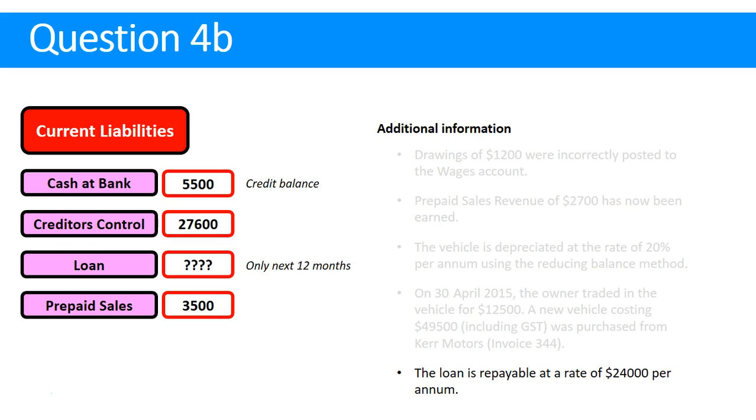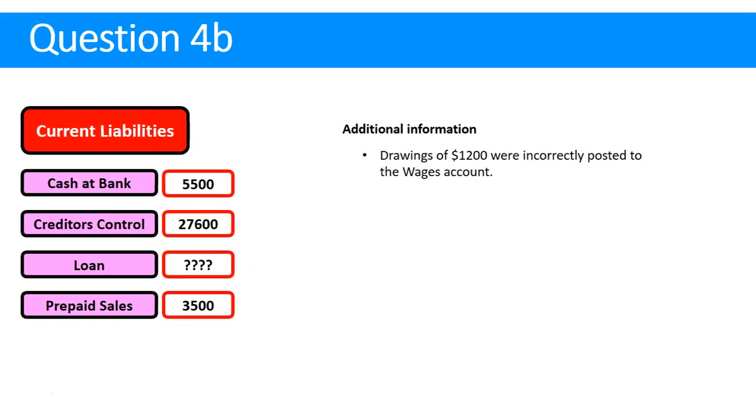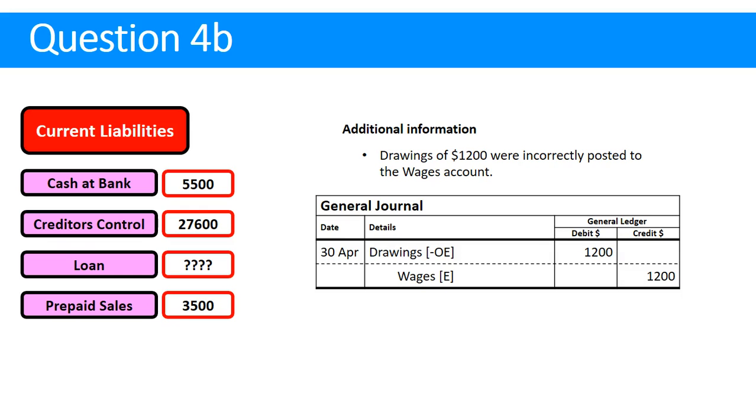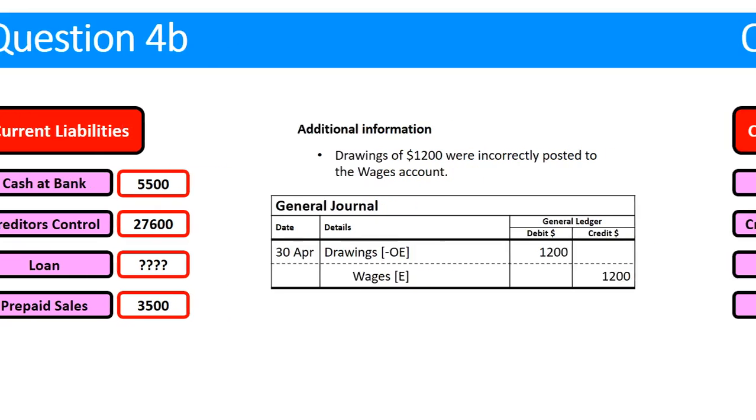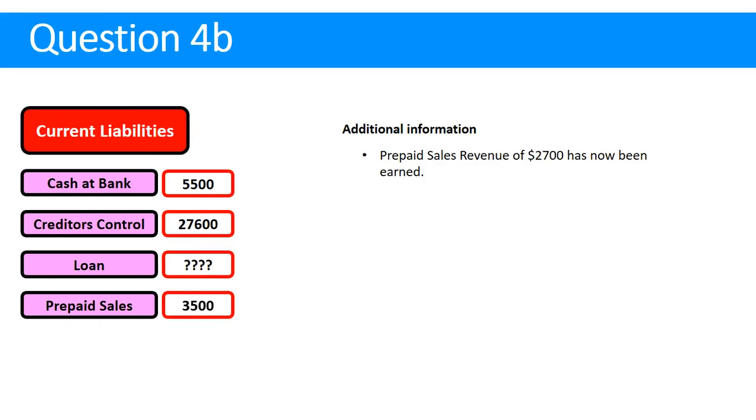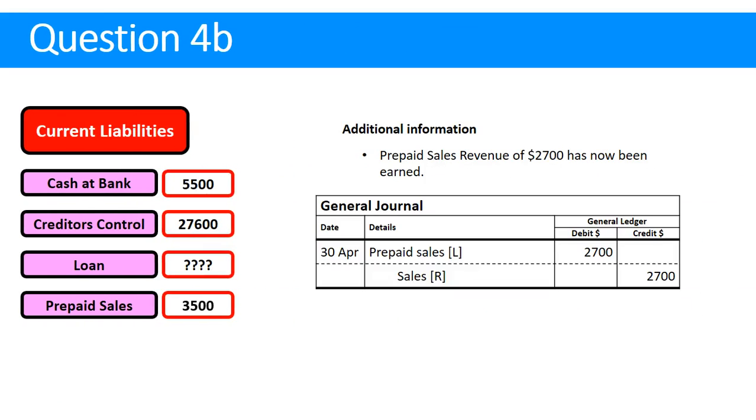So let's take our little list of 4 current liabilities, go through each additional info point one at a time, and update our numbers as we go. The drawings, as we said, are not going to impact any of these accounts, so we'll move to the next one. That was our entry. Neither of those are liabilities, so we can move on. Secondly, prepaid sales revenue was now earned, so we did a debit to prepaid sales and a credit to sales. So what we actually need to do is change the balance of prepaid sales from $3,500, that's going to go down, so we're going to decrease that to $800.